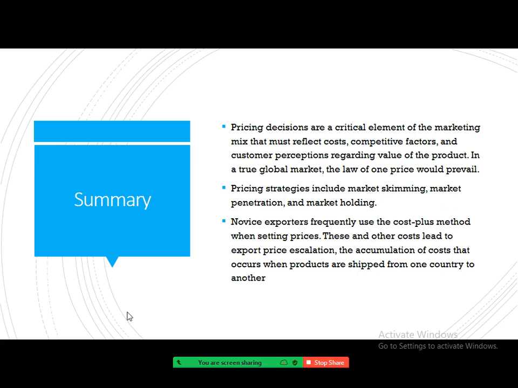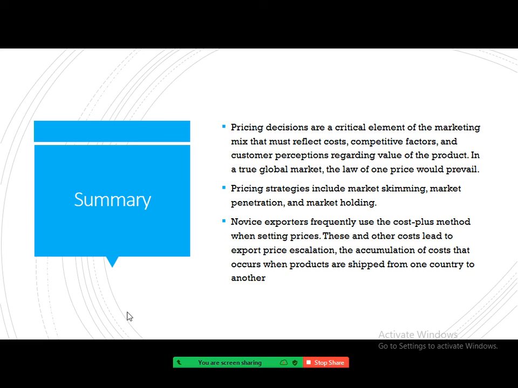Now we are moving towards the summary part. So what we have learned today. Pricing decisions are crucial elements of the marketing mix that must reflect cost, competitive factors, and consumer perception regarding value of the product. In a true global market, the law of one price would prevail. Pricing strategies include market skimming, market penetration, and market holding. Novice exporters frequently use the cost plus method when setting prices.